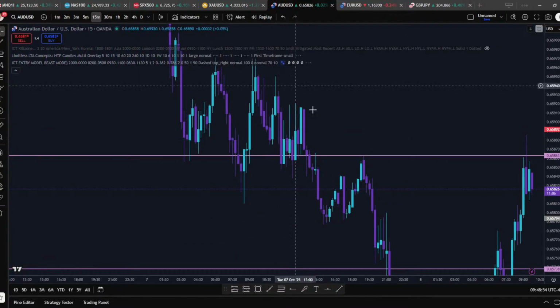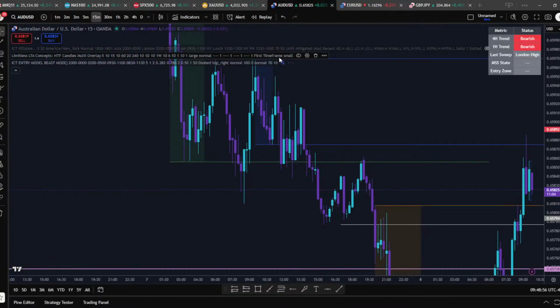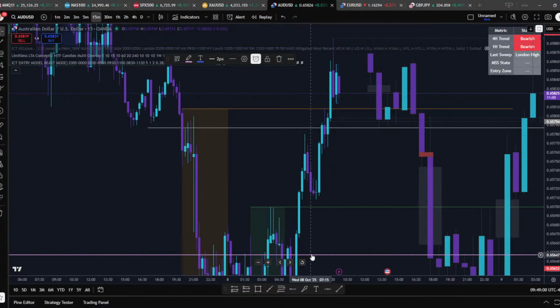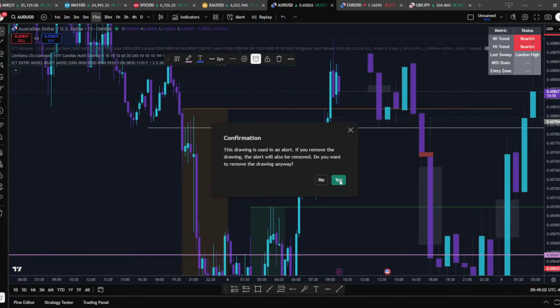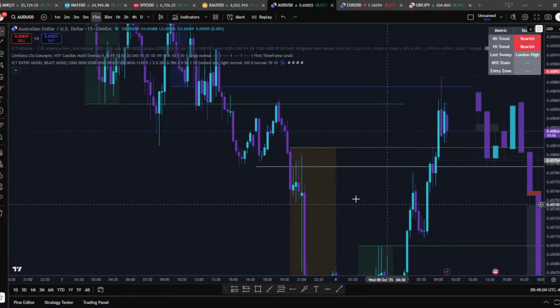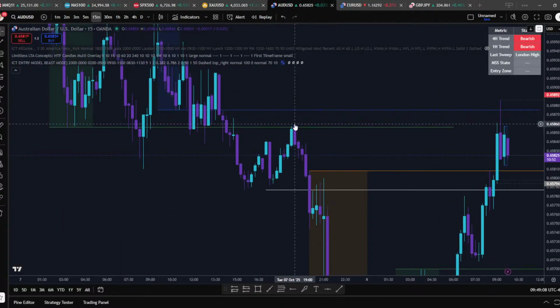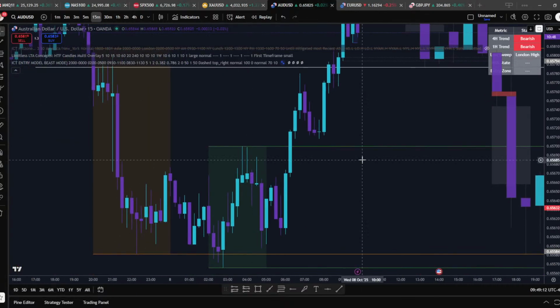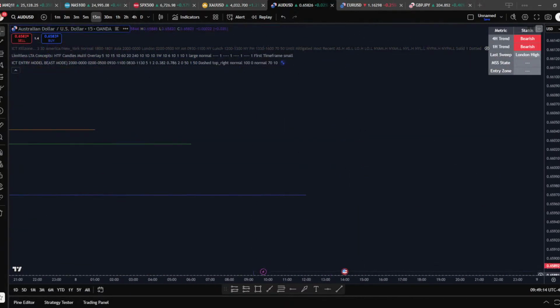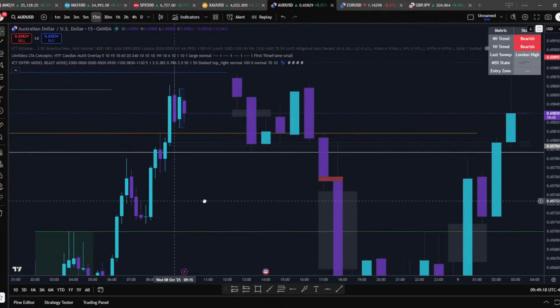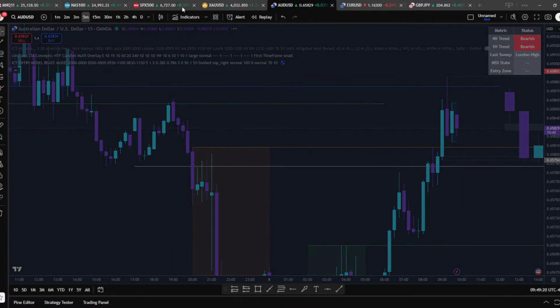Why do I have these lines here? Not sure why I have these lines. Okay. Taking out liquidity. Interesting.